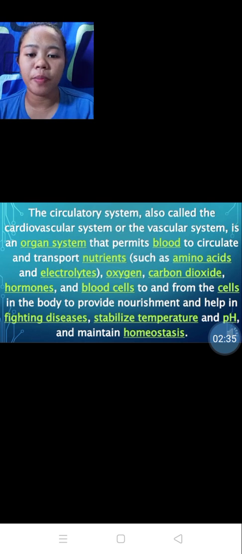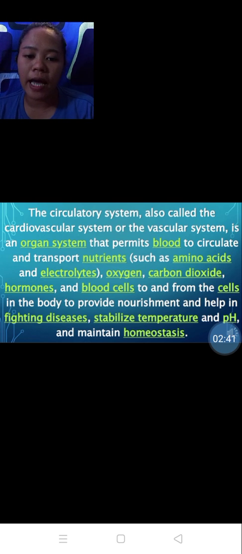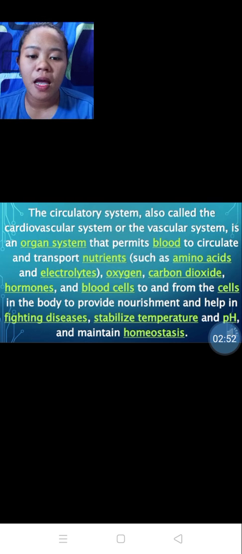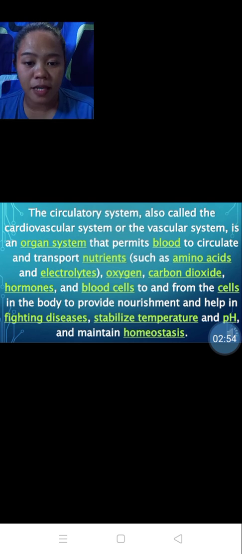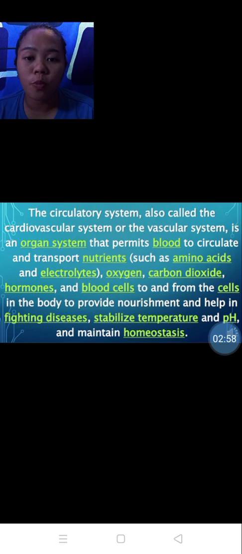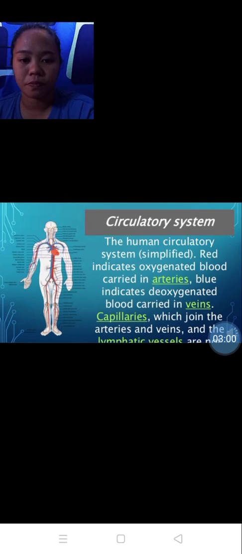So, it permits the blood to circulate and transport the nutrients like amino acids or electrolytes, the oxygen, carbon dioxide, hormones, and blood cells to and from the cells in the body to provide the nourishment and help to fight diseases, like stabilize temperature and pH and maintain homeostasis.